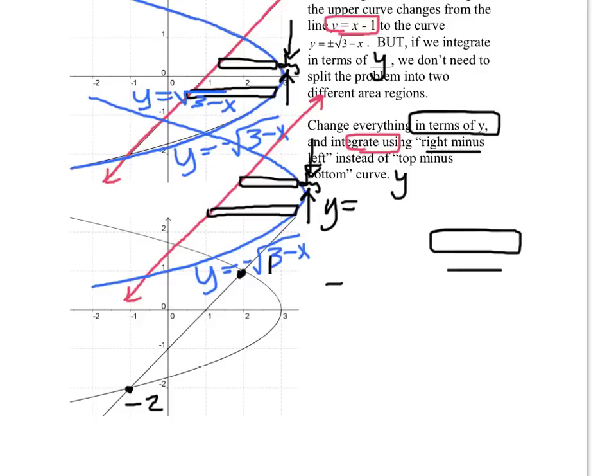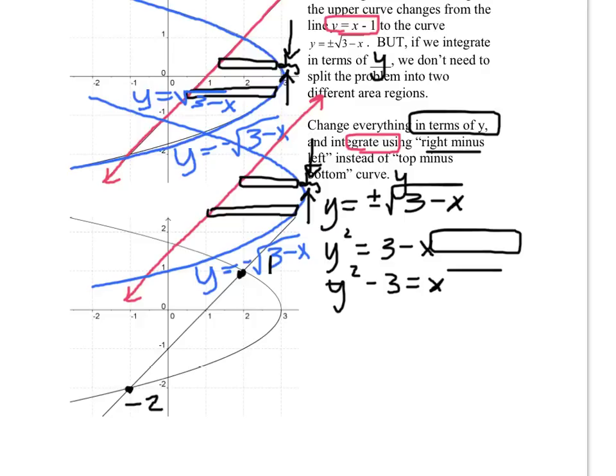Originally, we had a curve of y equals plus or minus the square root of 3 minus x. If we want to get this in terms of y, it means we have to get x isolated. So if we square both sides, we'll have y squared equals 3 minus x, and y squared minus 3 equals -x, which means that 3 minus y squared equals x. So that's the first curve.